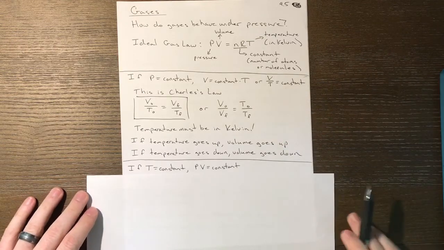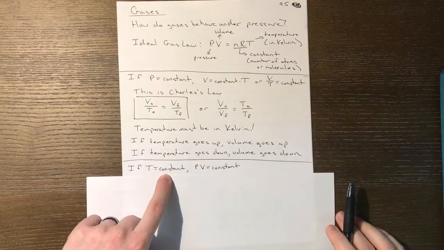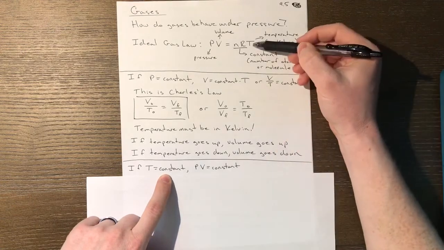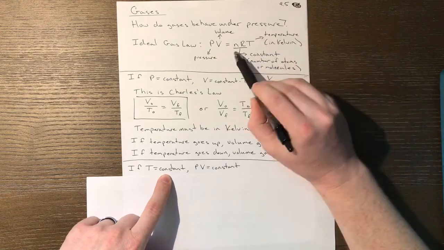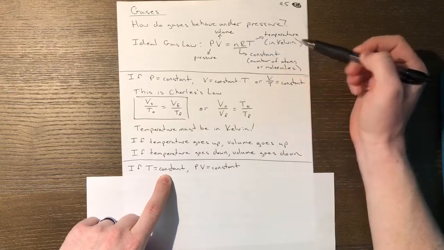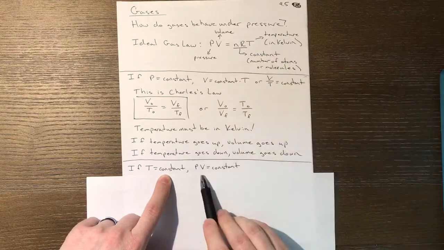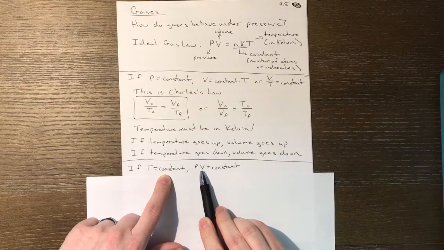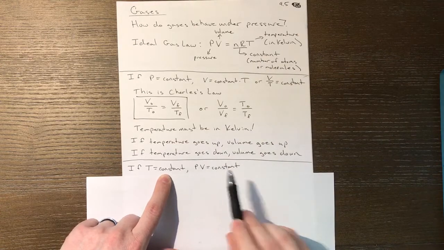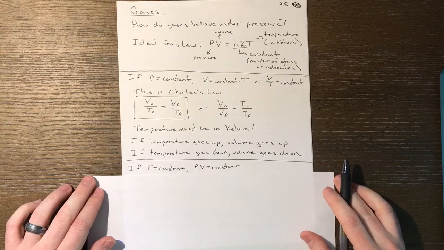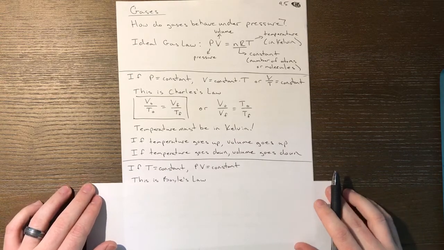Now let's look at another special case. What if we held the temperature constant? Well, if we looked at the temperature being constant up here, we would have nR, which is a constant, times temperature, another constant. This would all just multiply to be one big constant, telling us that P times V, pressure times volume, should remain constant. It should always be the same.